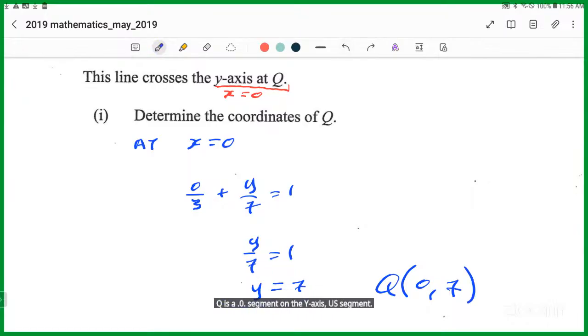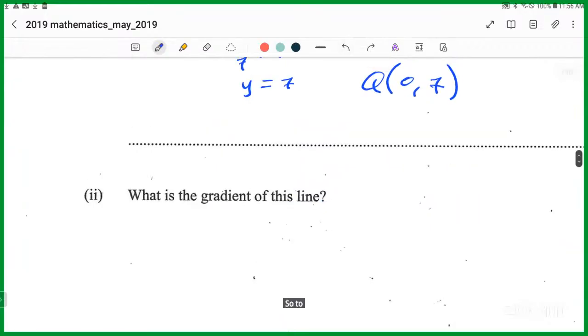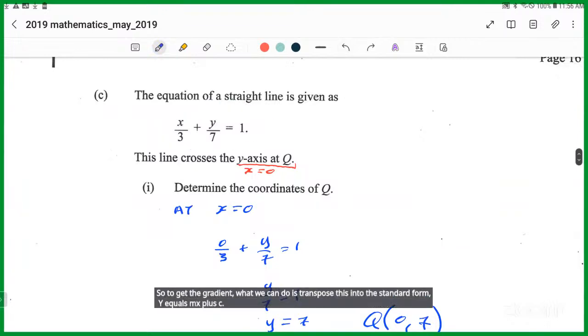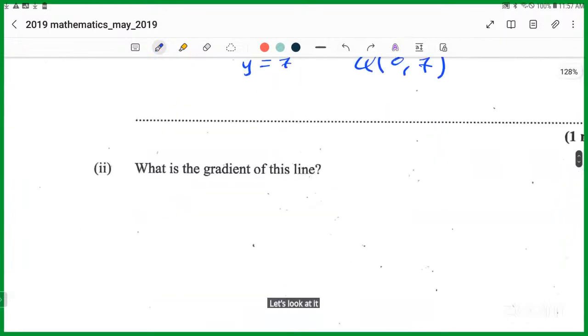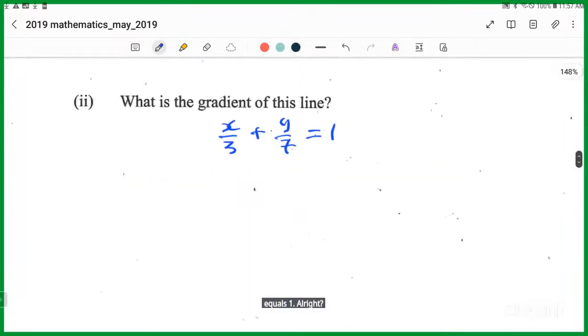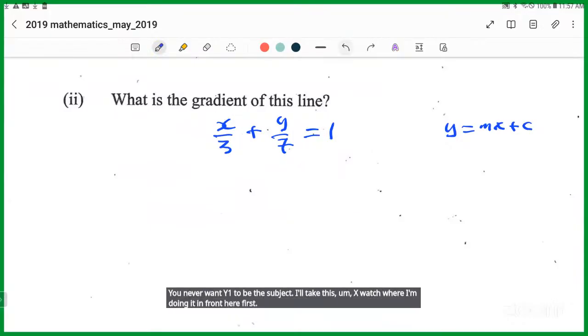Alright. Next part says, what is the gradient? So to get the gradient, what we can do is transpose this into the standard form, y equals mx plus c. Let's look at it. We have x over 3 plus y over 7 equals 1. We want y alone to be the subject. So I'll take this x over 3 and bring it in front here first.